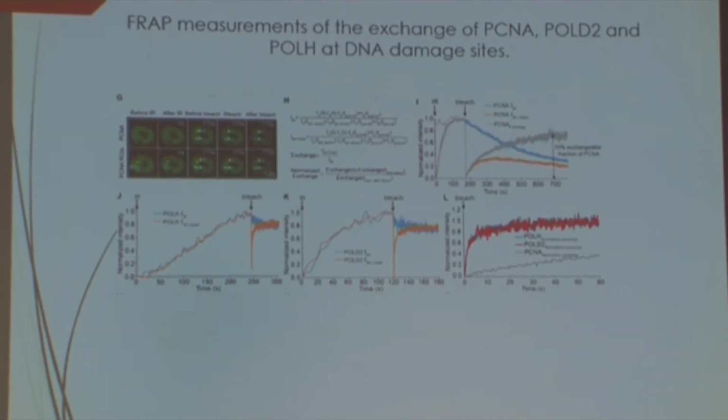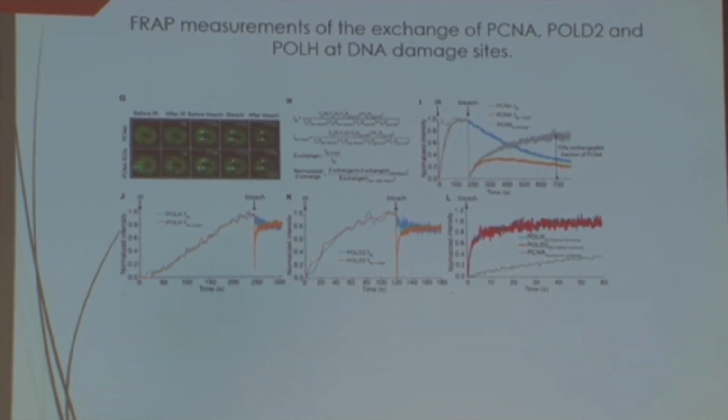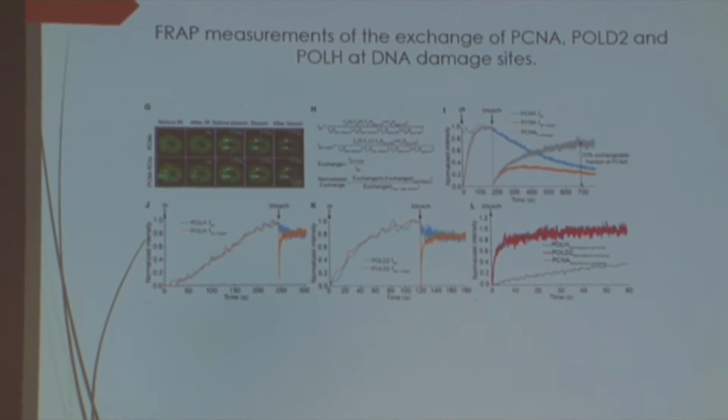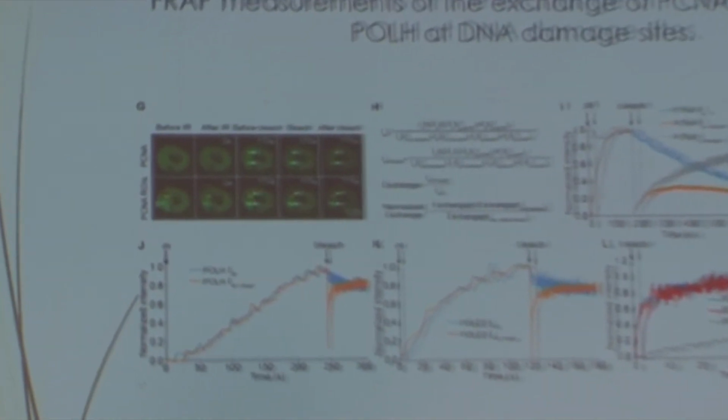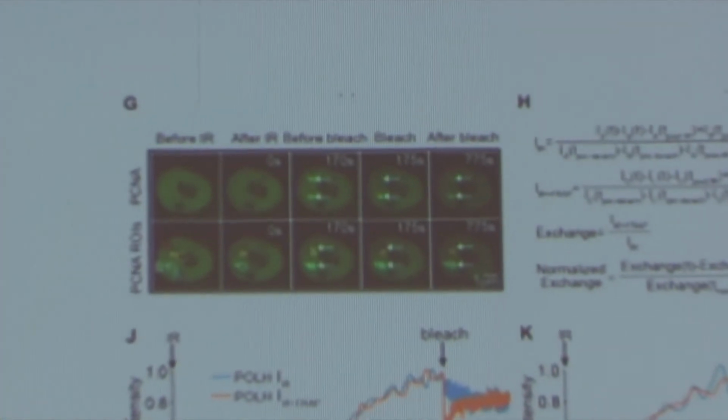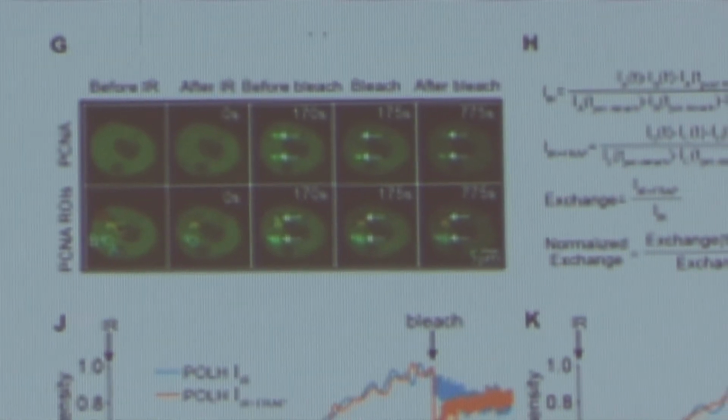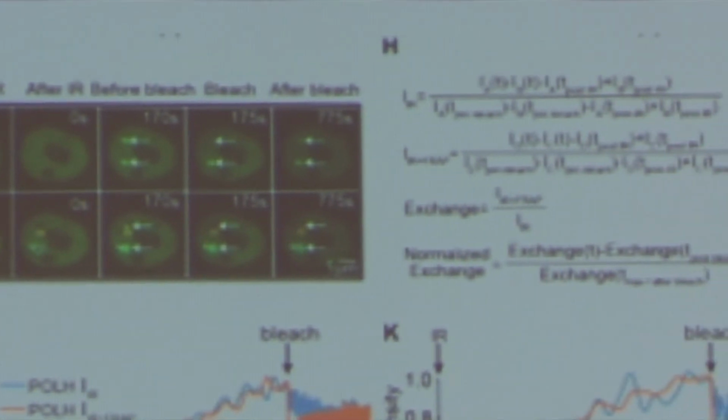That's why we studied the exchange rate of PCNA, the normal polymerase and the error-prone polymerase with FRAP. And the polymerases are actually exchanged 60 times faster than PCNA, which means they are constantly exchanged during DNA damage repair in such mechanisms.